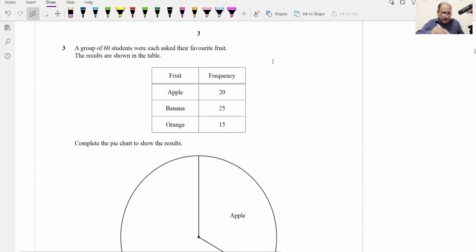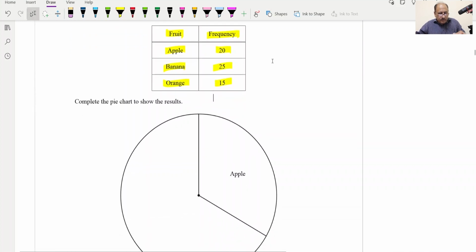Now question number 3. Question number 3 says a group of 60 students were each asked their favorite fruit. The results are shown in the table. Fruit and frequency: apple, banana, orange, and their frequencies are also provided. Then they are saying complete the pie chart to show the results.